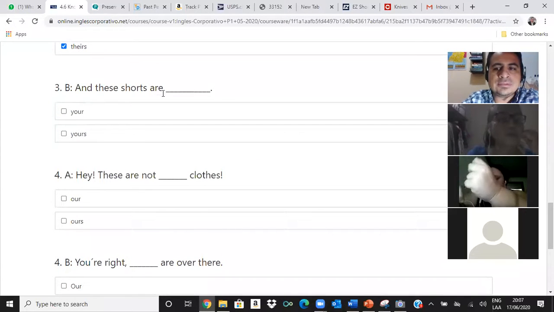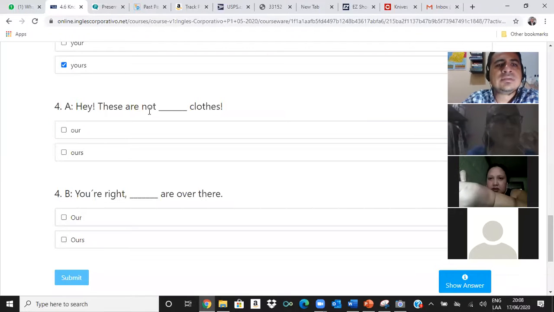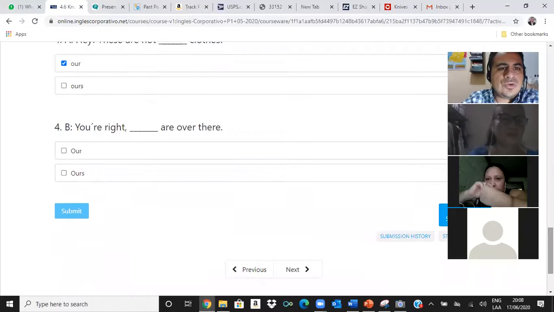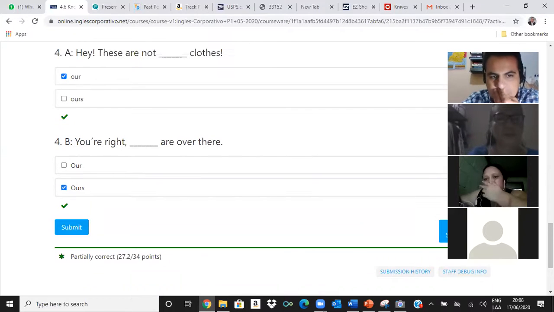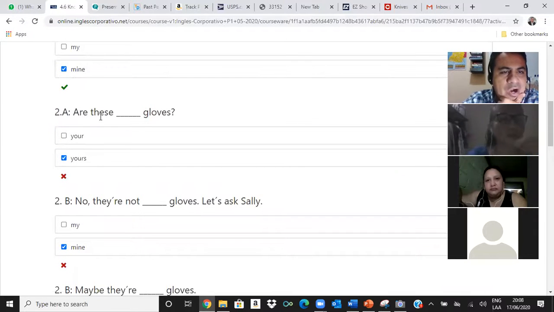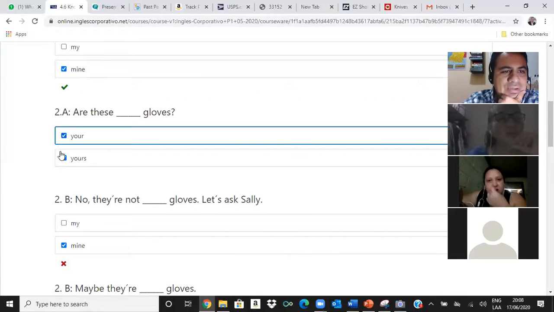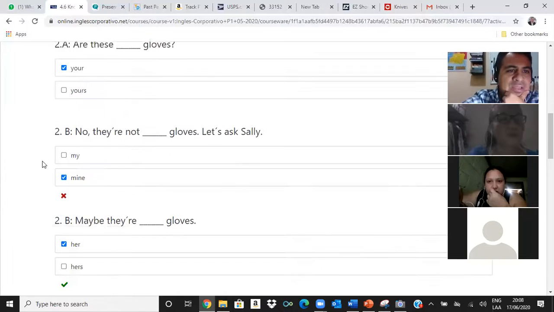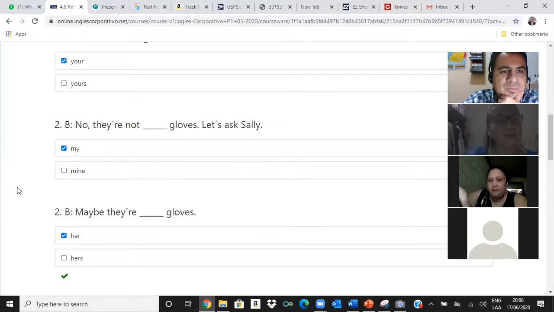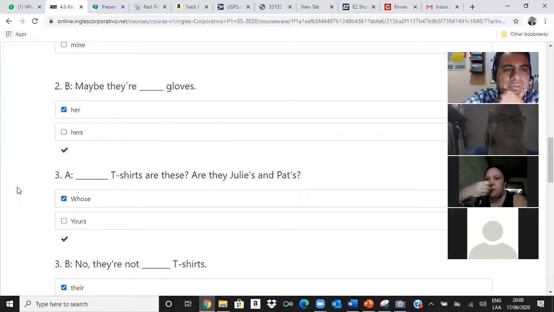And these shorts are yours. Hey, these are not our clothes. You're right. Ours are over there. Okay, so let's check. Okay, 100. Quiero ver cuál fallamos. Bueno. Ah, 2. Okay, let's see. Are these yours? Ah, es que yo creo que yo la moví cuando la toqué. No, they are not my gloves. Yes. Yo creo que la tenía muy bien. Yo creo que yo la moví cuando subí para arriba.